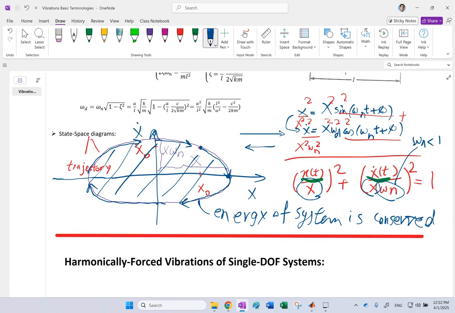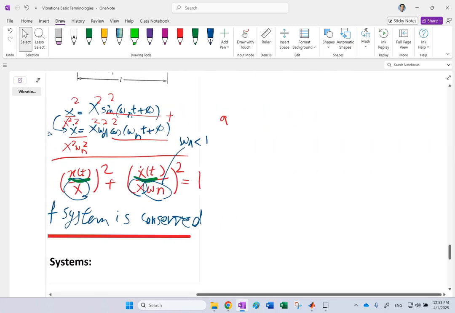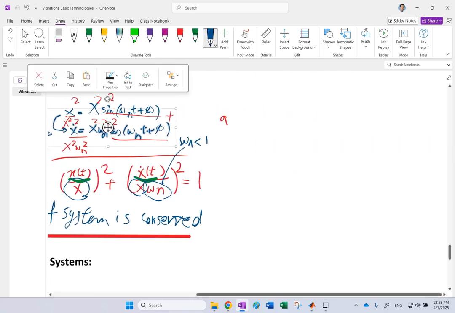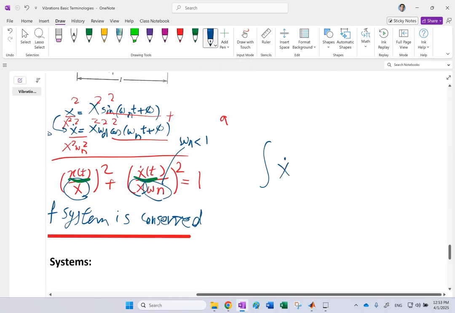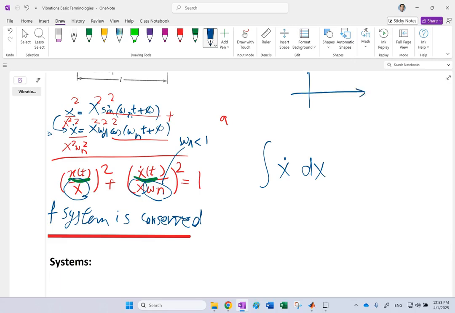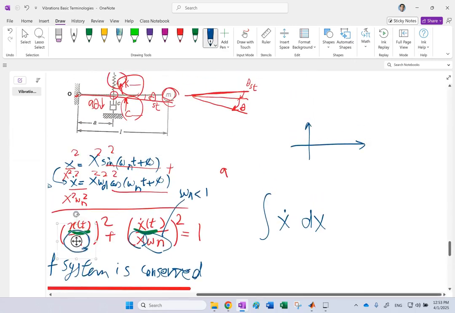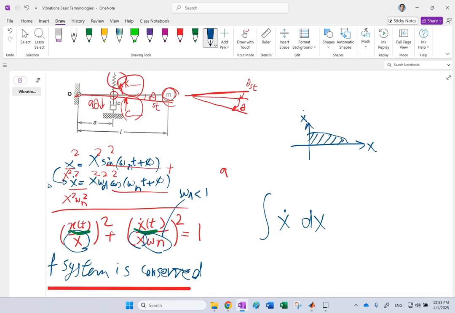Now, how do you know the area inside this curve is energy? Where would you get that? Well, let's take a look. What am I integrating here? I'm integrating the integral of x dot versus x, correct? When I plot x dot versus x, this is any curve, and I'm looking at the area under the curve. This is the kind of thing that I'm integrating, yes?